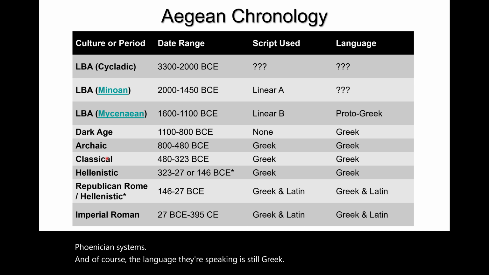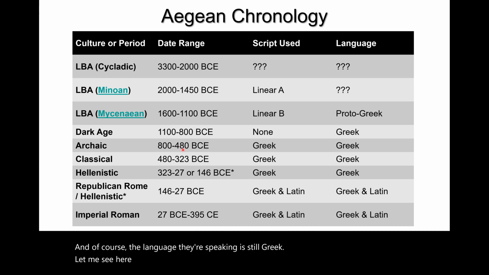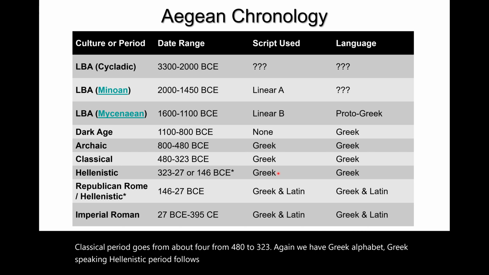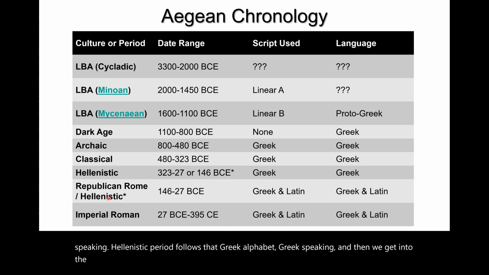Let me see here. The Archaic period ends at about 480 BCE when the Greeks repelled the Persian invasion. Classical period goes from about 480 to 323. Again, we have Greek alphabet, Greek speaking. The Hellenistic period follows that, Greek alphabet, Greek speaking. And then we get into the Republican, Roman, and Hellenistic era. This is one era, it just depends on where you are.